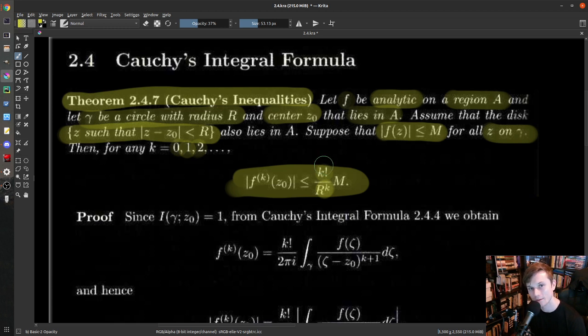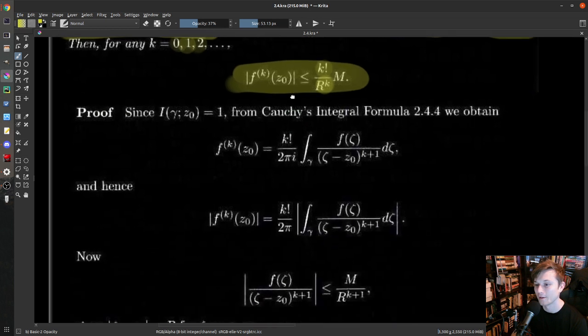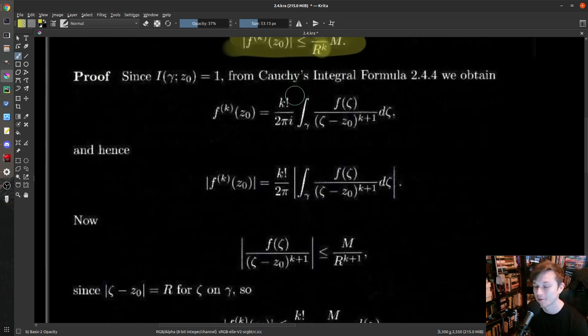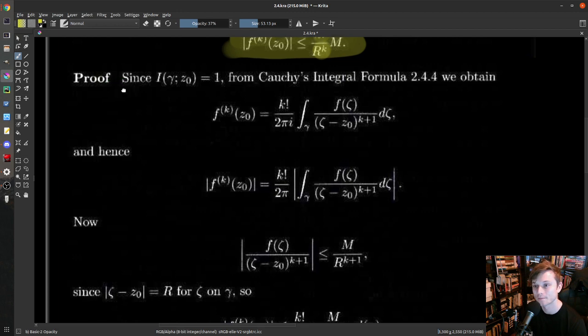You might expect that this will actually come up in something like, I don't know, a Taylor series. We'll end up using this. It just means that the derivatives of analytic functions can't get big too quickly. As it turns out, they don't get big too quickly, so we can make power series. And we'll do that soon in the next chapter. But let's prove this guy.